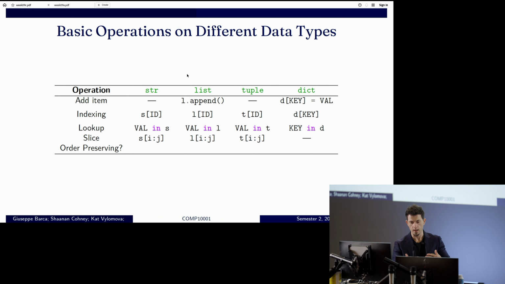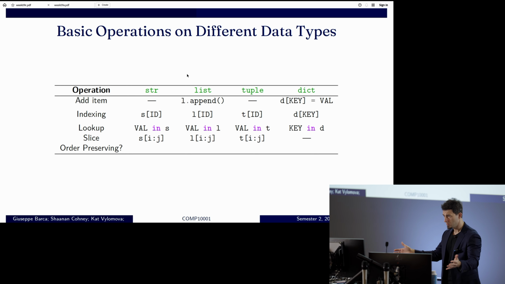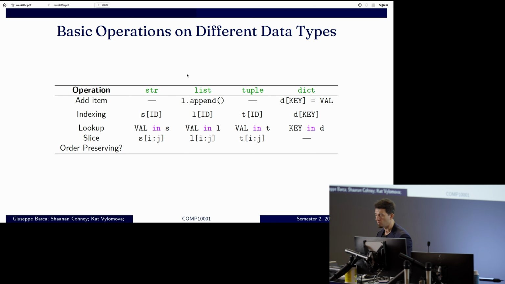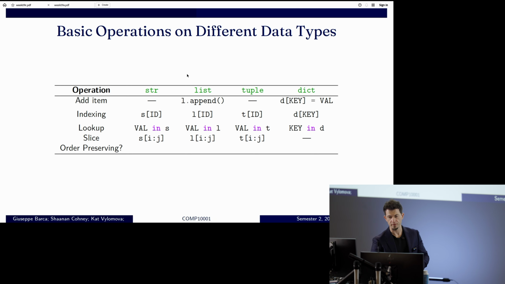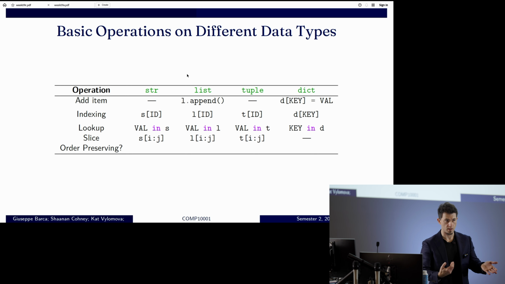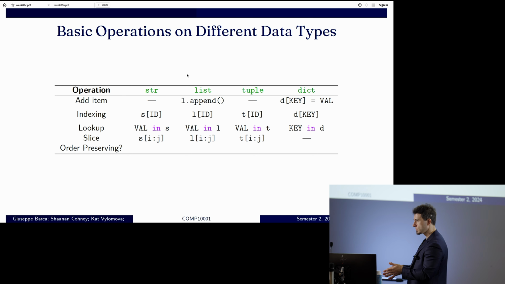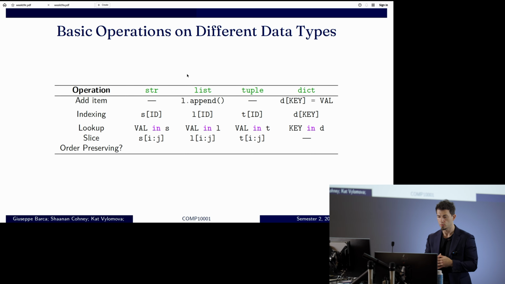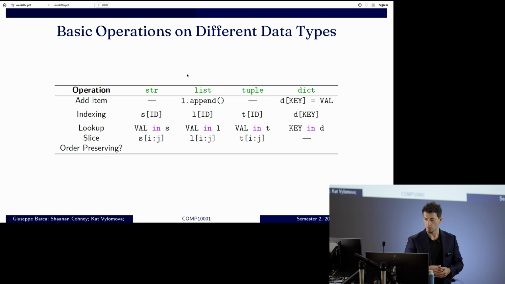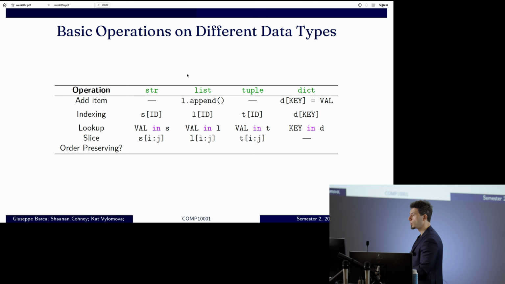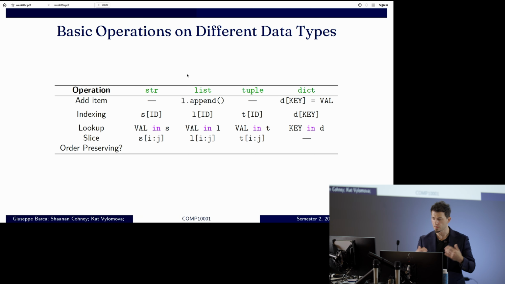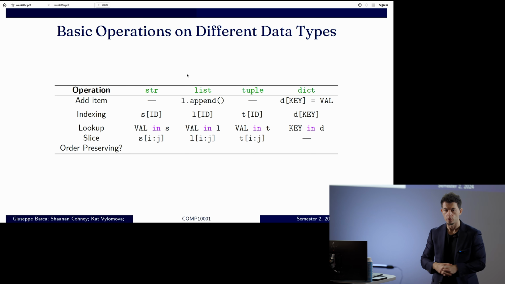So let's say we have studied strings, lists, tuples, and dictionaries. And here there is a summary of some of the operations that we can perform on these objects. We can add items only to lists and dictionaries because they are mutable. You cannot do that with strings and tuples because they are immutable. All the 4 types support indexing. All of them, in a way or another, support lookup. By lookup, I mean I search for an item, okay? And so we use the syntax value in that particular iterable.